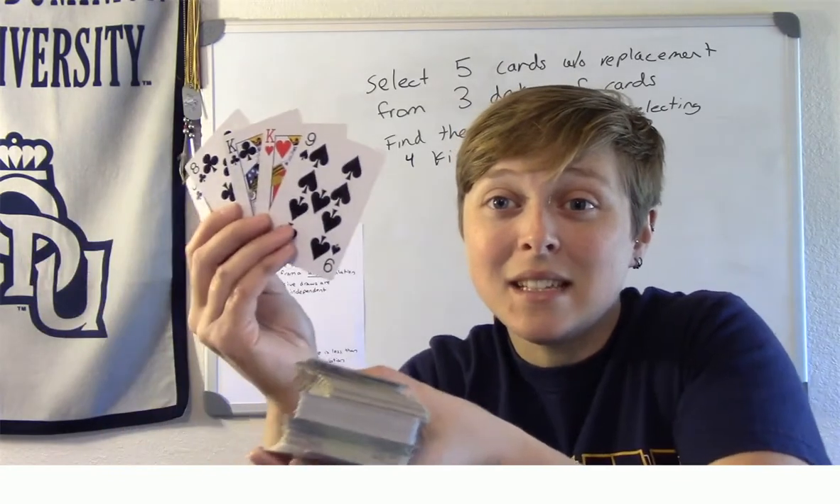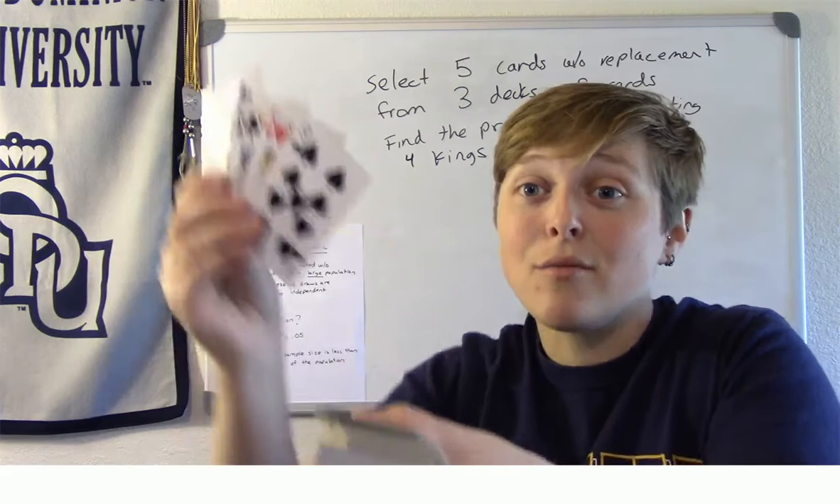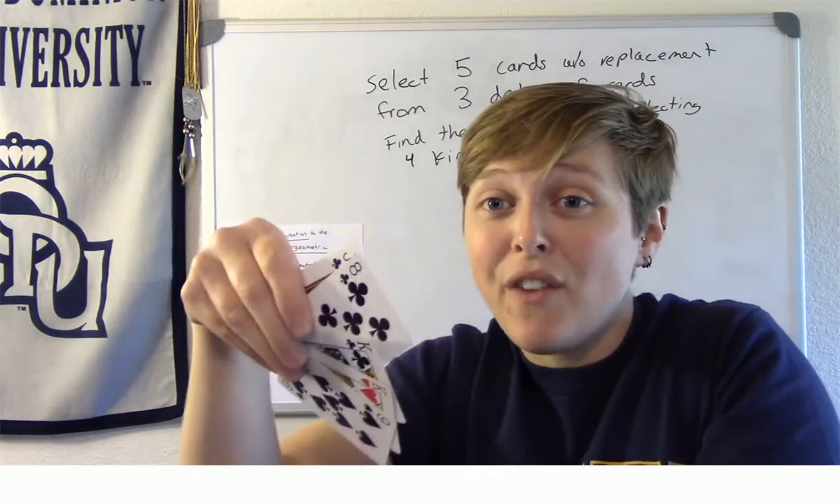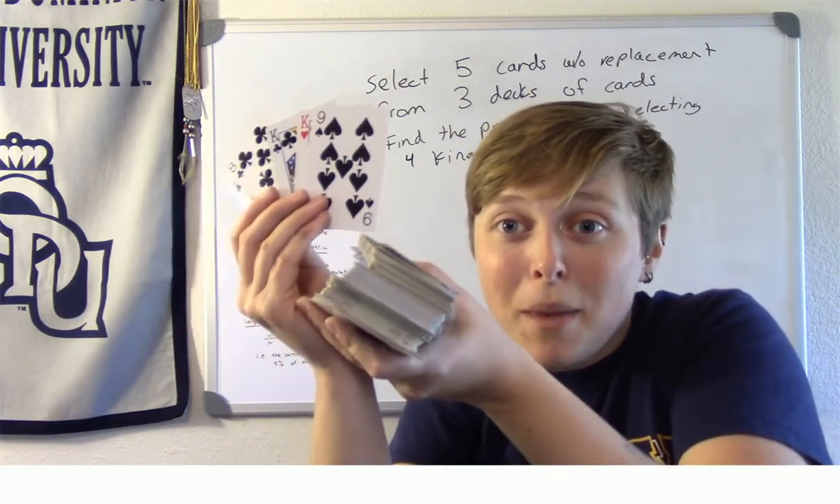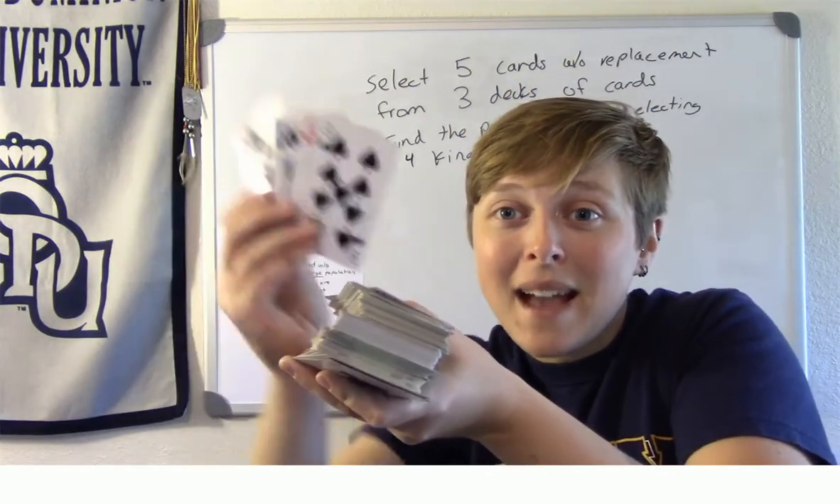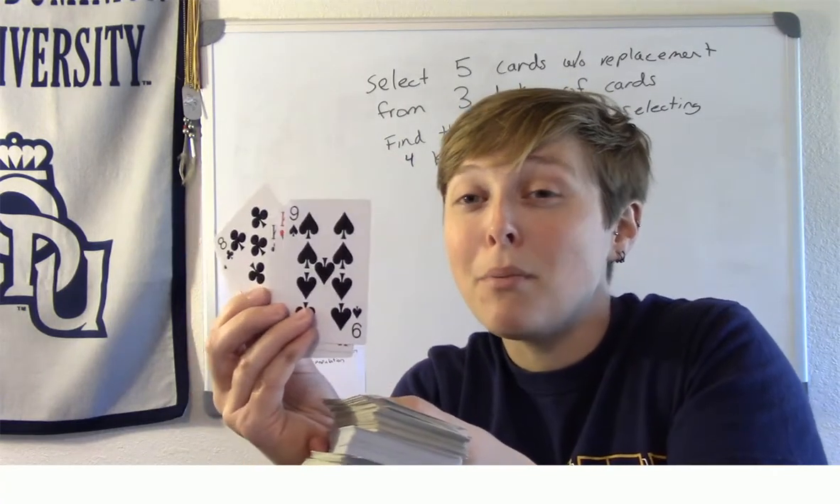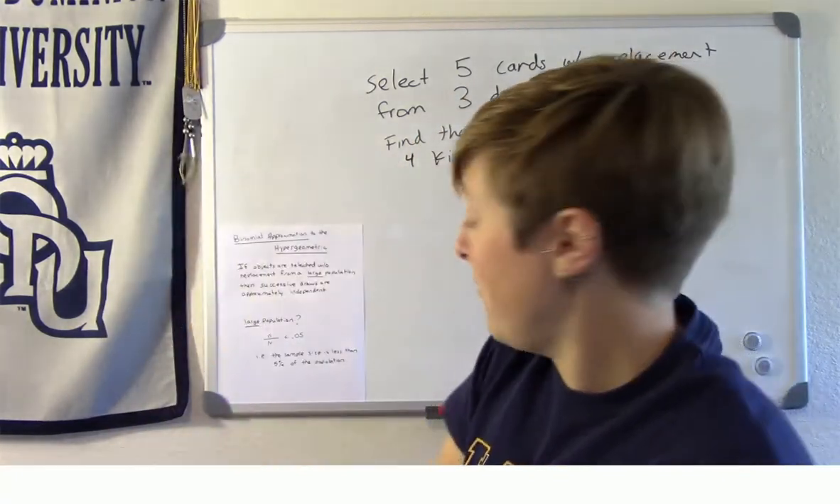Now, the reason why it doesn't really matter that I'm not putting them back, and the reason why I'm able to basically use the binomial distribution despite not using replacement, is because this population is so big. Whether or not I put it back has a very small influence on the probability of success, the probability of getting a king, since I have such a big deck.